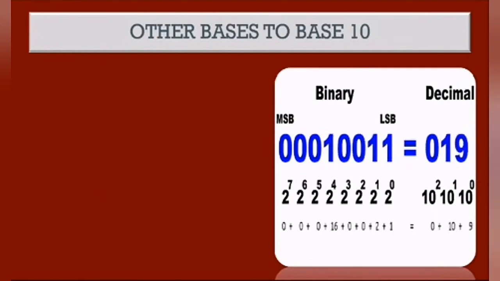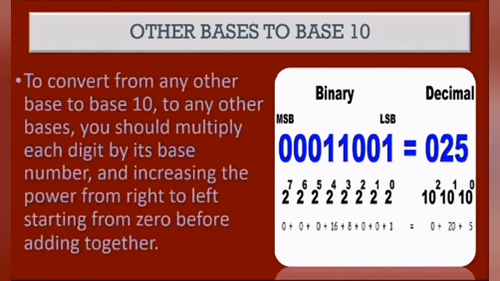Now let us proceed to converting from other bases to base 10. To do this, instead of dividing like we did earlier, we are going to be multiplying. I do believe you still remember how to multiply. To convert from any other base to base 10, we are going to be multiplying each digit by the base.